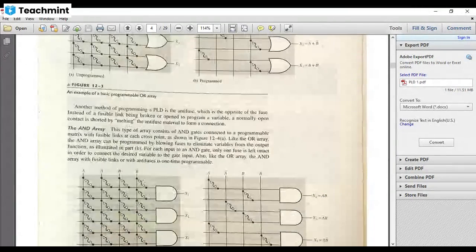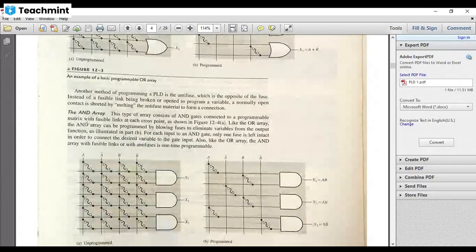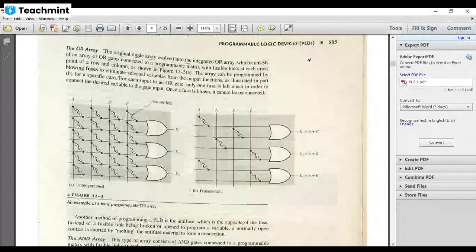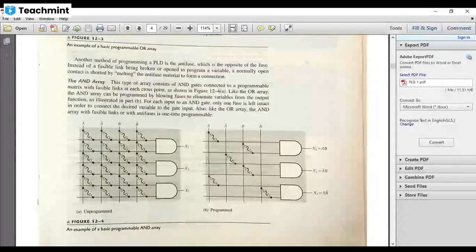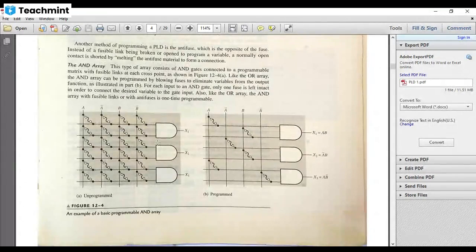Now here, the second one: same as the programmable OR array, here it is a programmable AND array. Now when we look at the programmable AND array, it is the same as the previous one. Here is the AND gate, and here the fusible links are there.